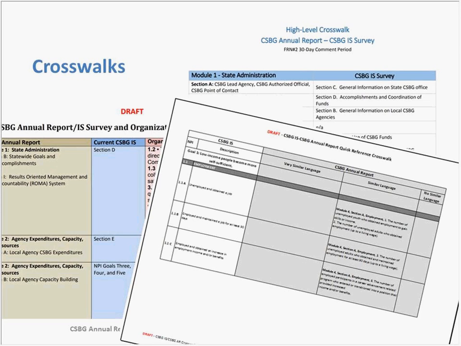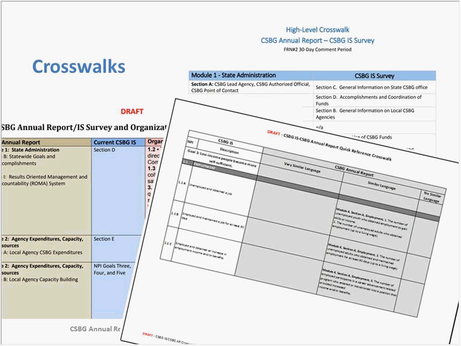We have additional crosswalks between the annual report, the survey, and the org standards, as well as the ROMA principles. We have another crosswalk that really focuses in on the NPIs in the CSBG IS and the CSBG annual report. So you're looking for that low-hanging fruit in terms of what NPIs you've already been reporting on in the CSBG IS. This tool would help you identify which indicators in the annual report you would probably be able to report on in the first year or two of implementation.